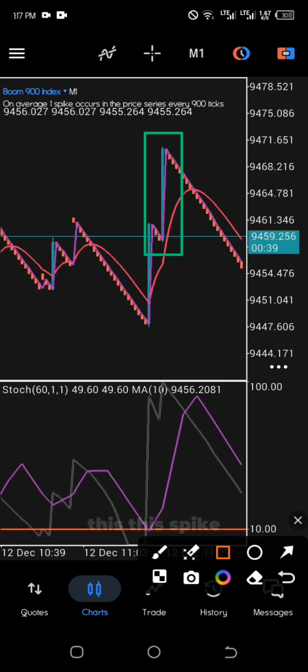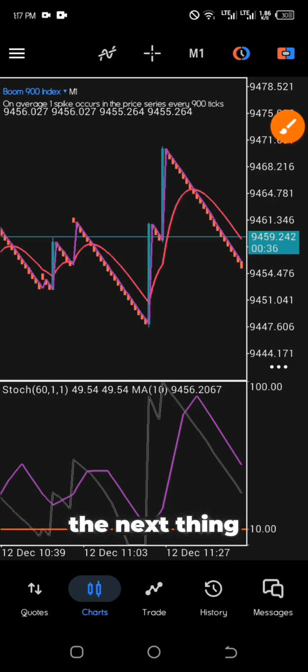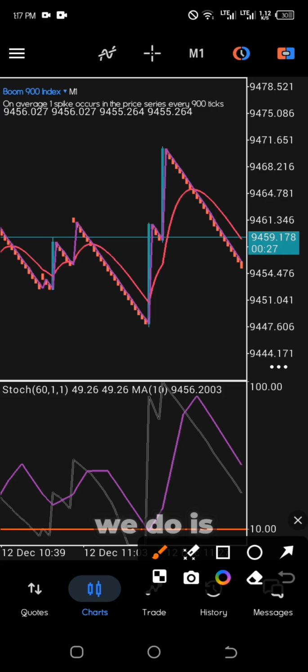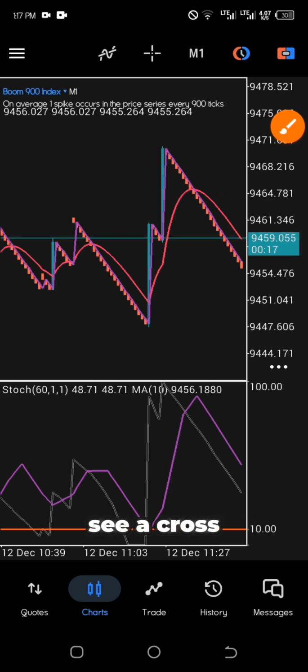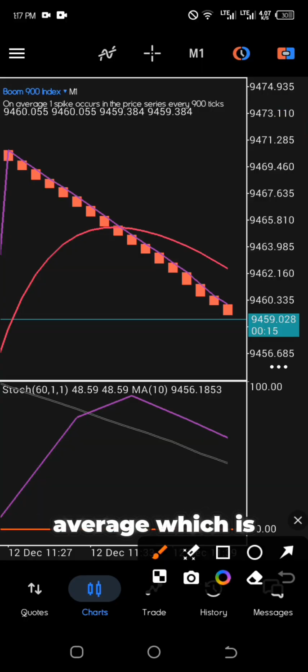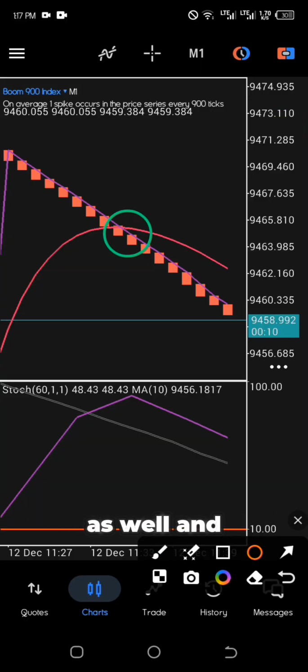Okay, so after you see this spike right here, then the next thing you are looking for is your confirmation on your indicator window 1. Now after you see that as well, then the next thing we do is look for the confirmation here on our main chart. And what is that? We are looking for where there's a cross below the moving average, which happens right here. We always want to see a cross below the moving average, which is right at this area. So this is also important as well.